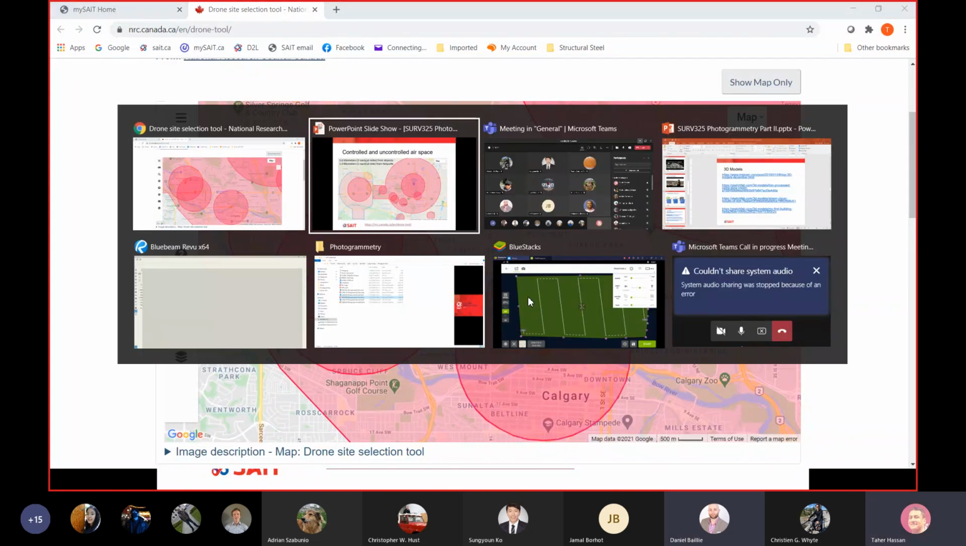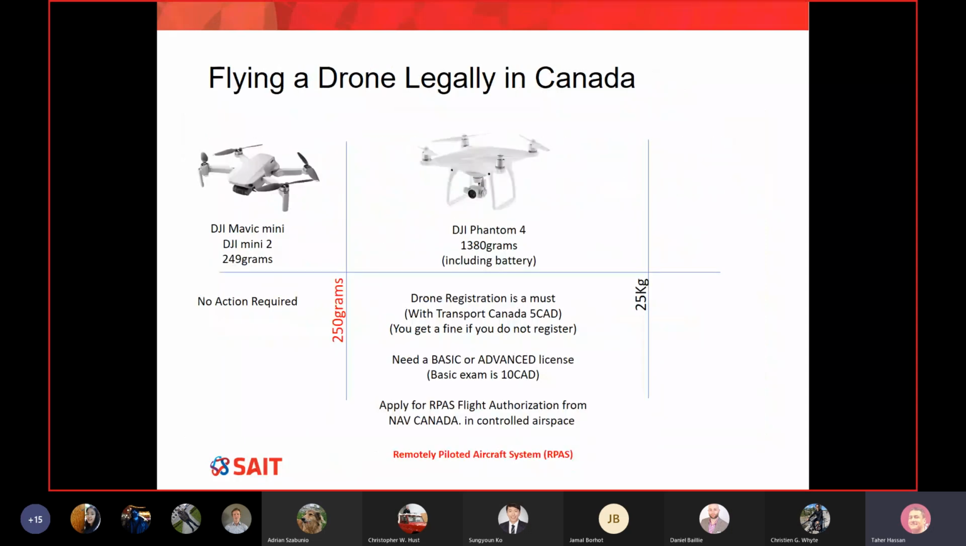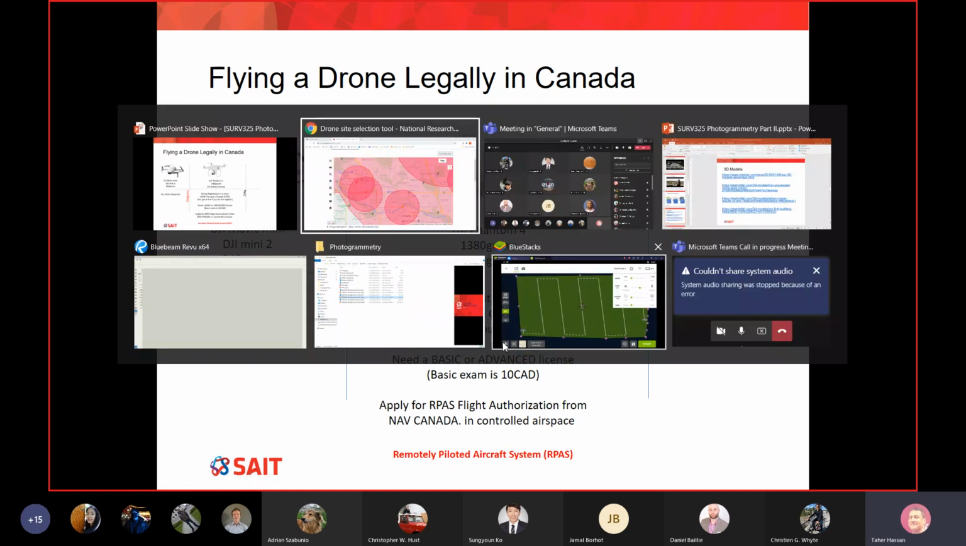See, here is the trick. So it's not Transport Canada anymore. You need to contact NAV Canada. So with NAV Canada, you want to get RPAS, which is remotely piloted aircraft system authorization. That's from NAV Canada, not Transport Canada. Okay, thank you so much.